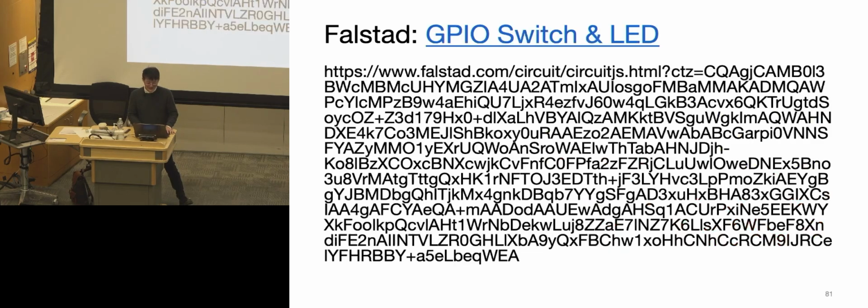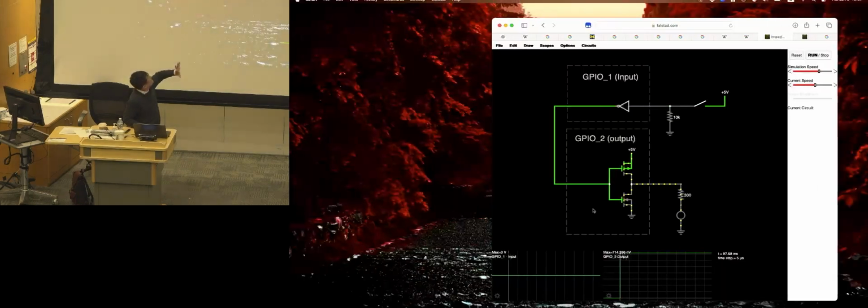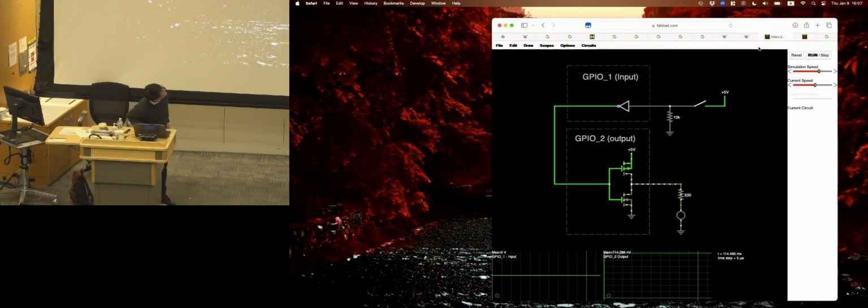Okay, cool. All right, so let me show you a tool called FastAdd. It's basically like a circuit generator online. We built a couple of things here to show you. This is a GPIO switch with LEDs. These will be posted on the website, so feel free to play with it.